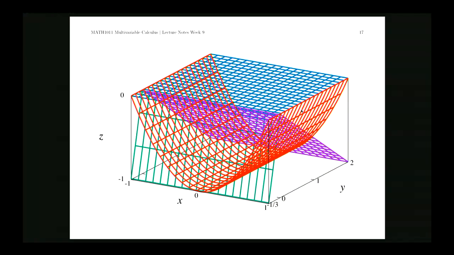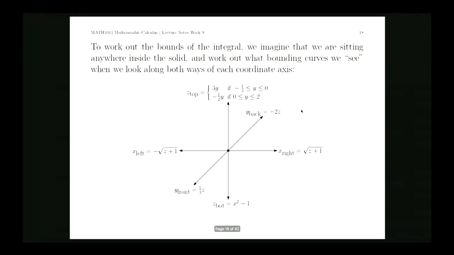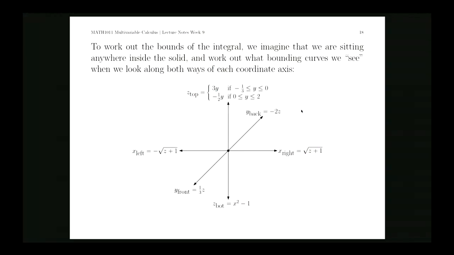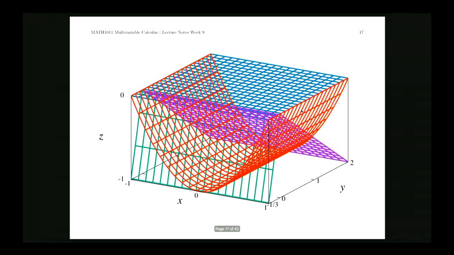So if I look down, so z down, or z bottom, however you want to call it, is the parabolic cylinder z equals x squared minus 1. Now z, if I look up, this is the problem, because this depends, if I'm this little bug, on where I'm sitting. If I'm near the front and I look up, I see the green plane. But if I'm more towards the back and I look up, I see the purple plane, right?